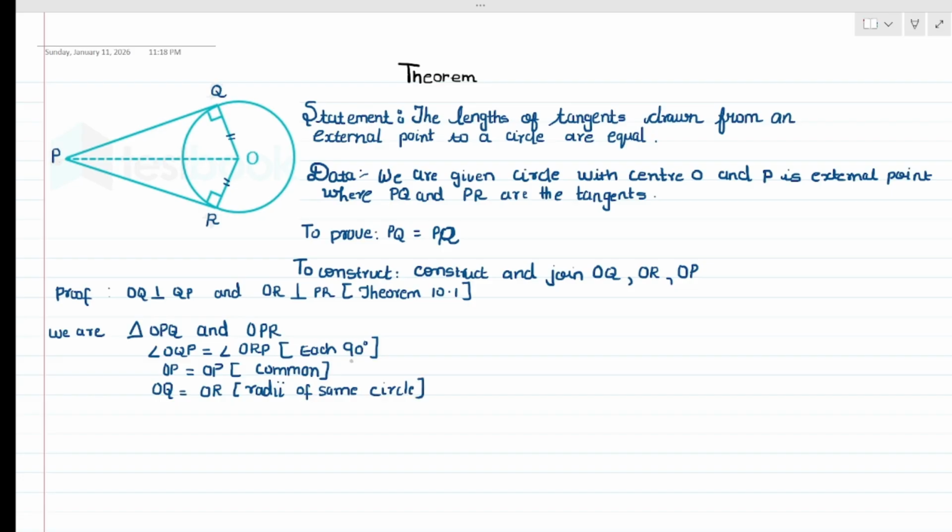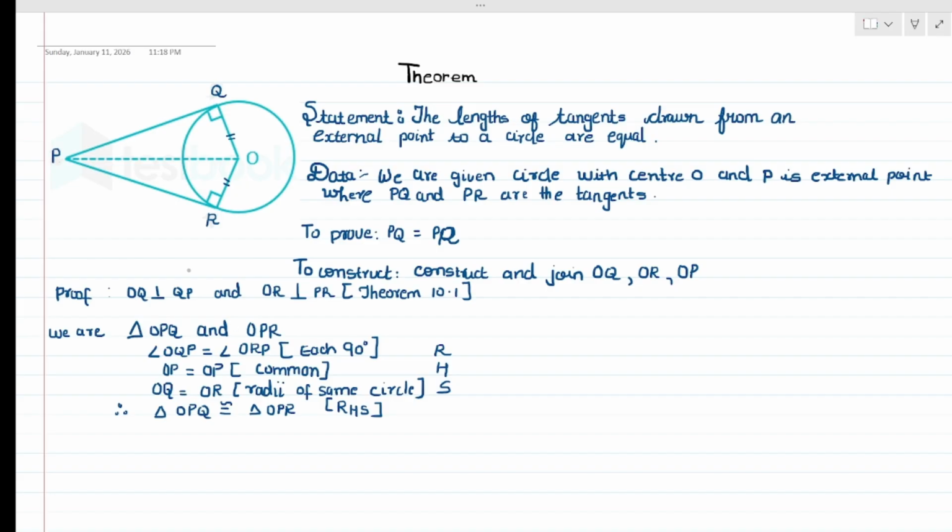That means what you have used is a right angle triangle. This one is your hypotenuse and the last one is your side. That means you have used the RHS congruency rule to prove the triangles. Therefore, you have proved that triangle OPQ is congruent to triangle OPR by RHS rule. Okay, this much is proved.